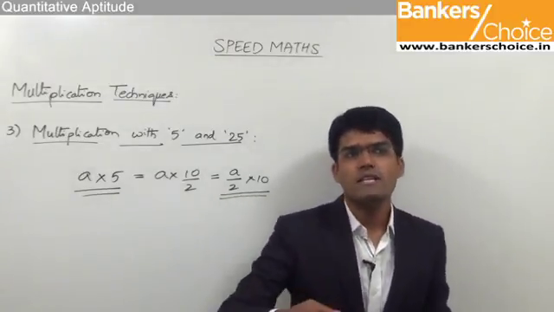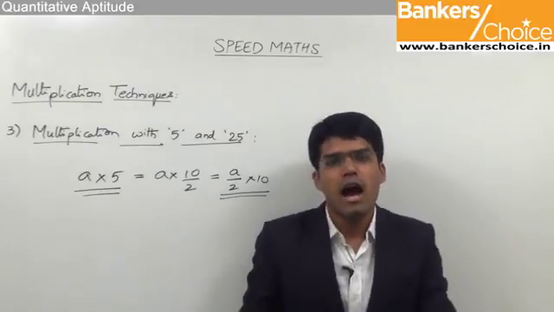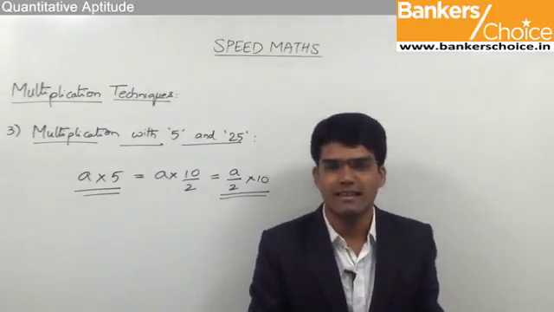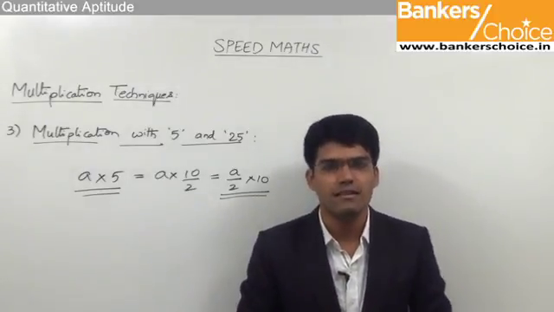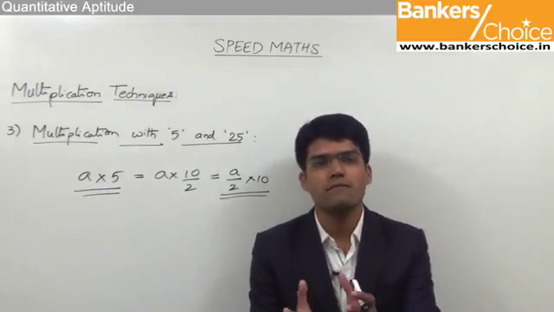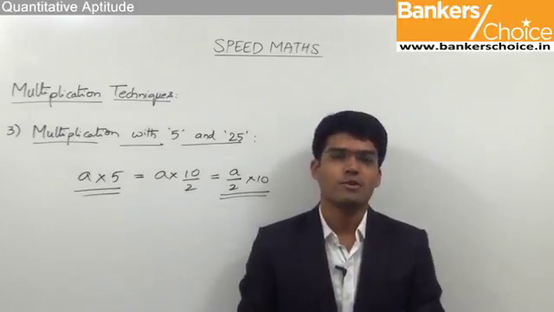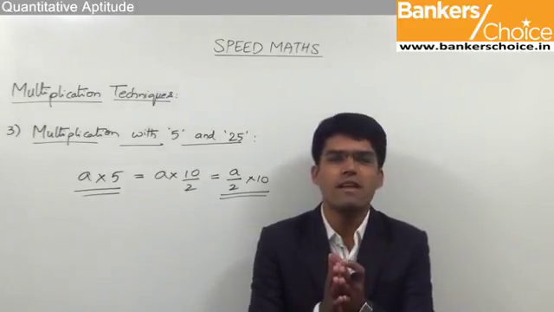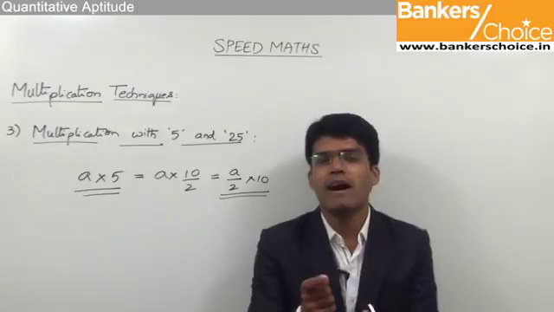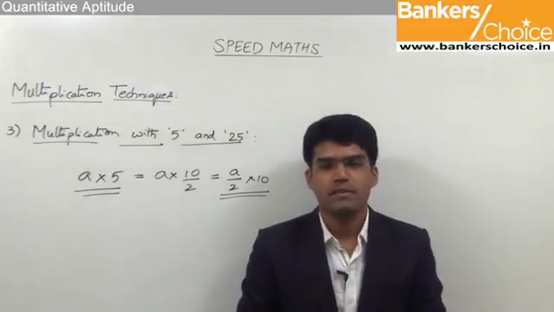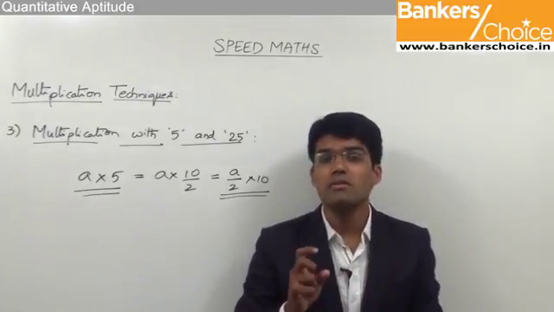Or let's say, what is 132 into 5? Half of 132 is 66. Into 10 would be 660. Or what is 54 into 5? 54 half is 27. Into 10 should be 270. So that's how multiplication with 5 is a very simple job, and it hardly takes 1 second. So try to practice on this and make yourself efficient enough.